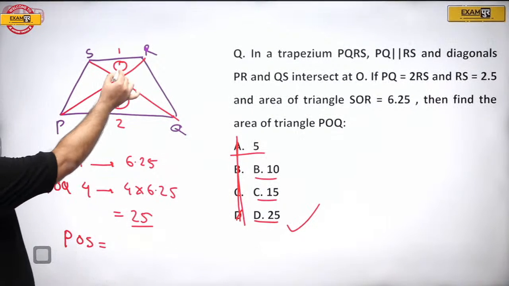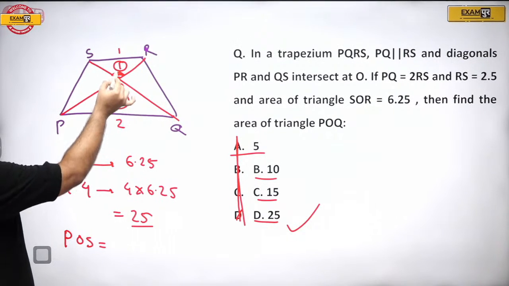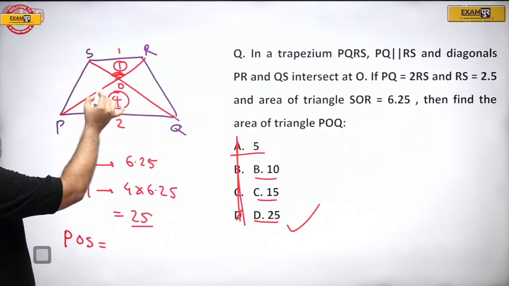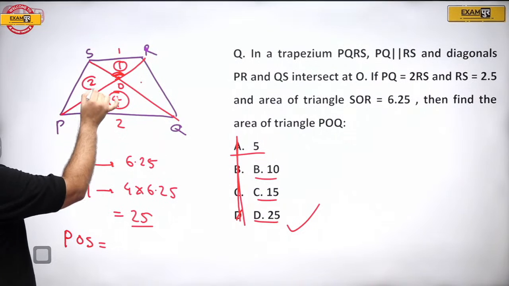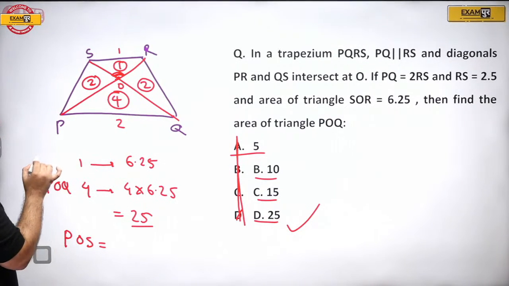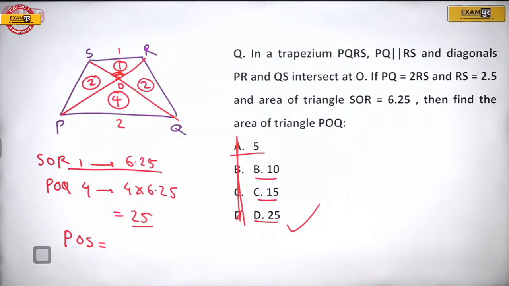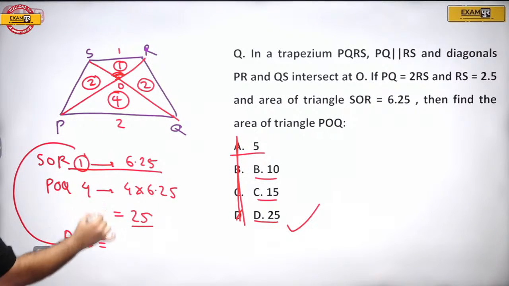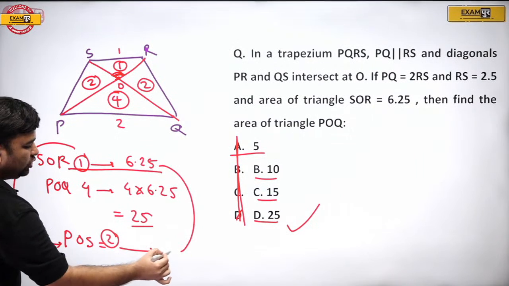If this is 1 and this is 4, what is their product? 4. Their product is 4. You have to divide it into 2 equal parts such that their product is 4, so 2 each. If SOR is given as 6.25, then POS is 2, which is double of it, 12.5.